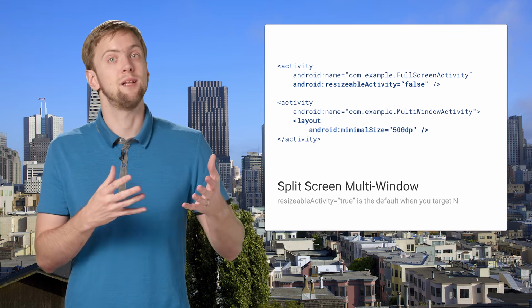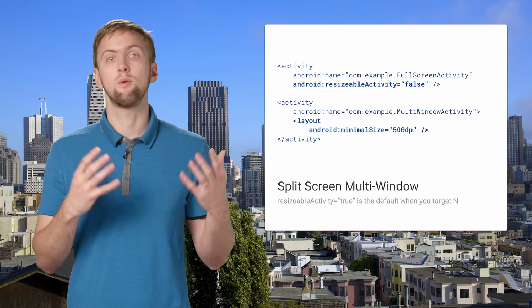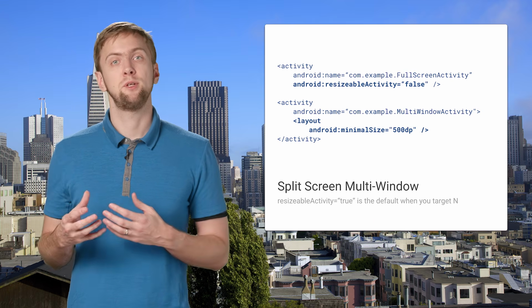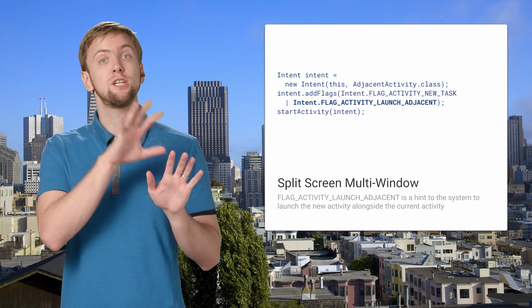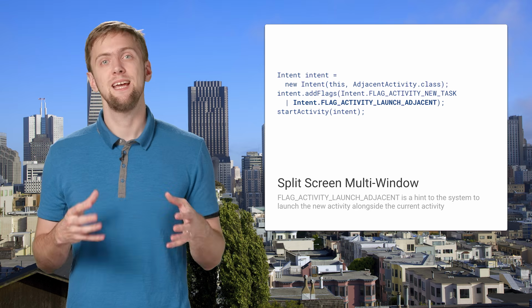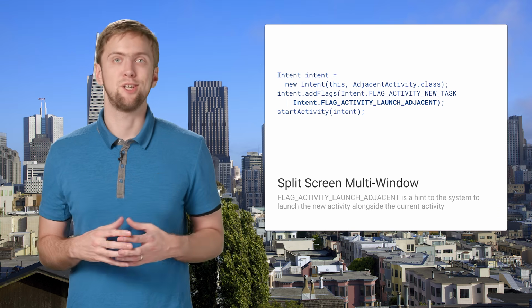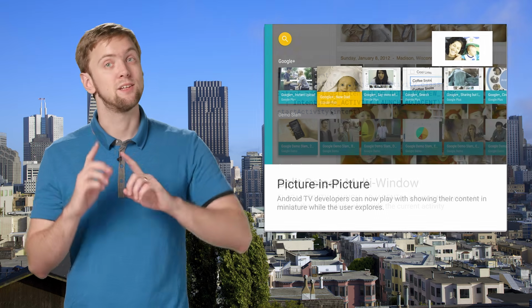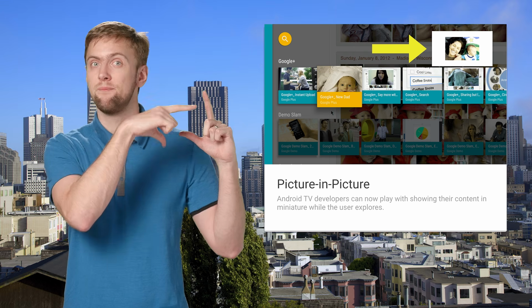There's a new resizeable activity attribute you add to your manifest entry to control how you'll work with multi-window mode, and also attributes for setting a minimum size. There's also a fancy new launch adjacent intent flag to hint that you'd like the launched activity to be opened alongside the current activity. And there's a little something extra for Android TV users, Picture in Picture.